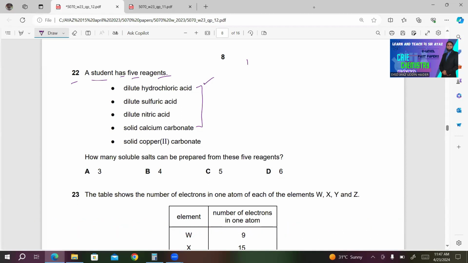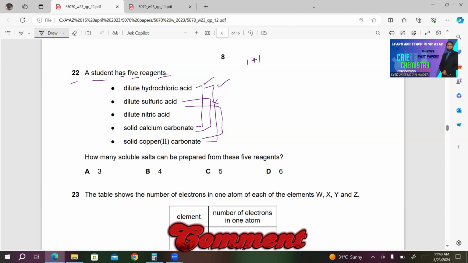If you react hydrochloric acid with copper(II) carbonate, you will get copper(II) chloride as a salt. It is also soluble. So 1 plus 1. If you react dilute sulfuric acid with calcium carbonate, you will get calcium sulfate. It is not a soluble salt. Calcium sulfate is insoluble. What if you react sulfuric acid with copper(II) carbonate? You will get copper(II) sulfate. It is a soluble salt.